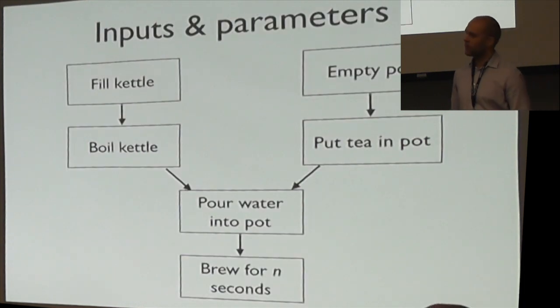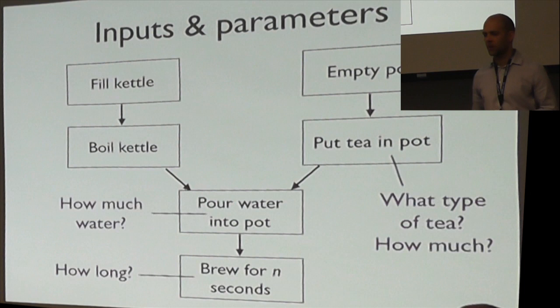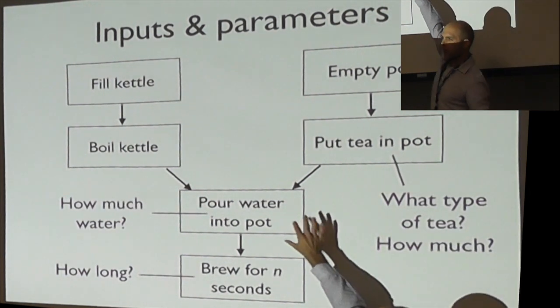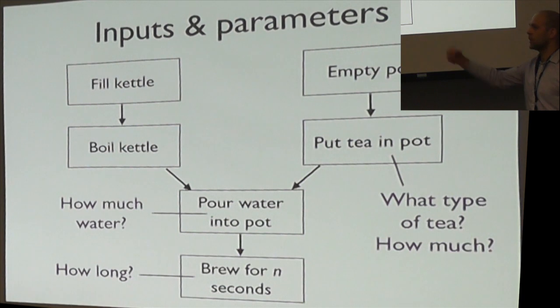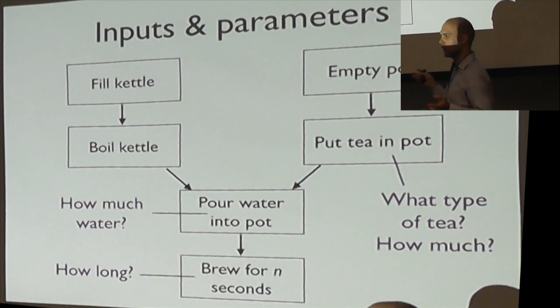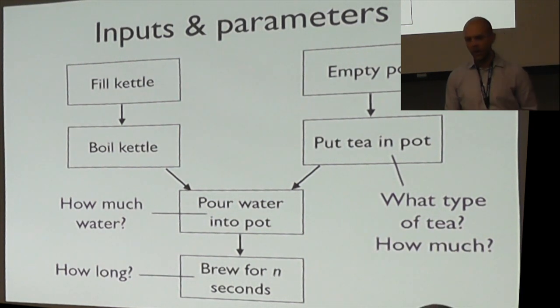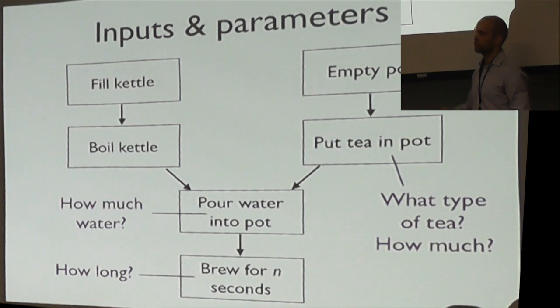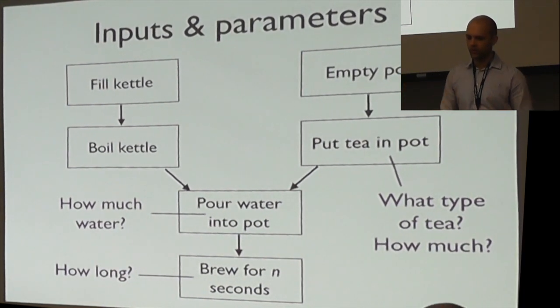So you need to think about what's going into your build, or in this case, making tea, and what the parameters are. So what I'm talking about here is, how much water should we be putting into the teapot? What type of tea? That's the input. Are you using tea leaves or tea bags? How much tea? These are all inputs. How much water you transfer, I would class as a parameter of the build, not necessarily a basic input. The quality of the water would be a build input. And ultimately, how long are you going to brew for? Again, this would be a build parameter. So you basically have these inputs and parameters.